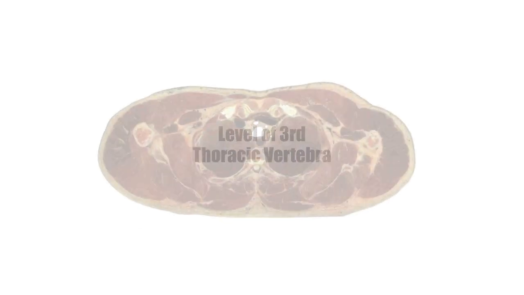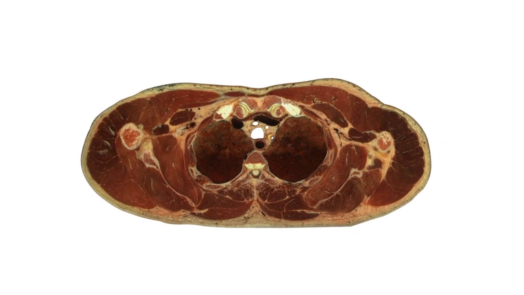Hey everyone, this is Nicole from Kenhub, and welcome to our tutorial about the cross-section at the level of the third thoracic vertebra. In this short tutorial, we're going to be looking at some of the muscles, the bones, the vessels, and the organs that are visible at this level of the body, using the image that you can see just here.